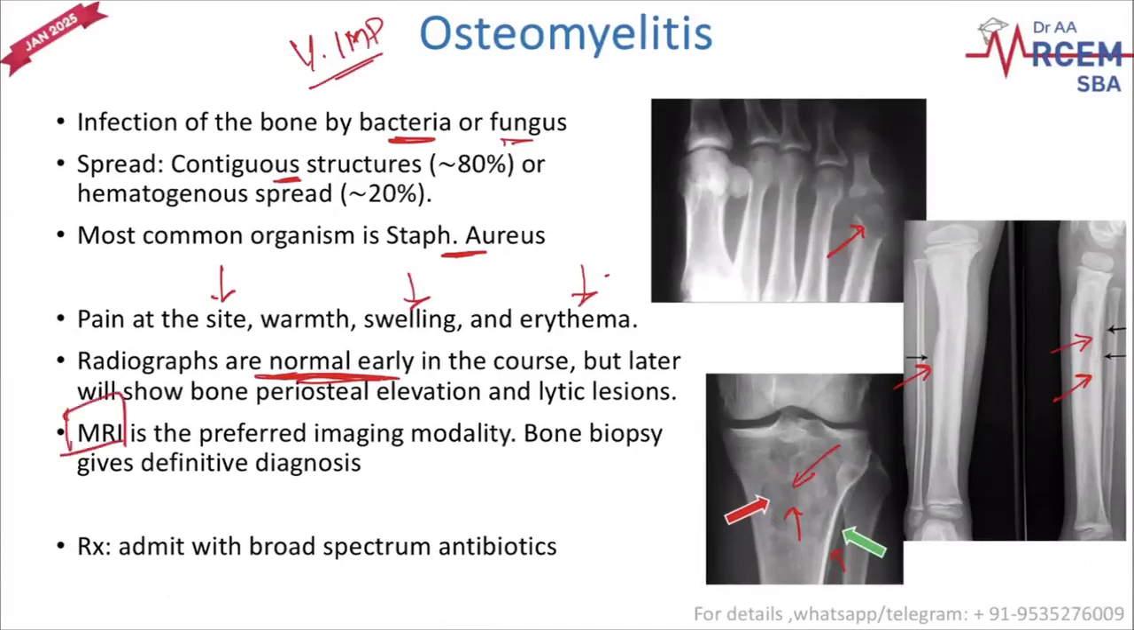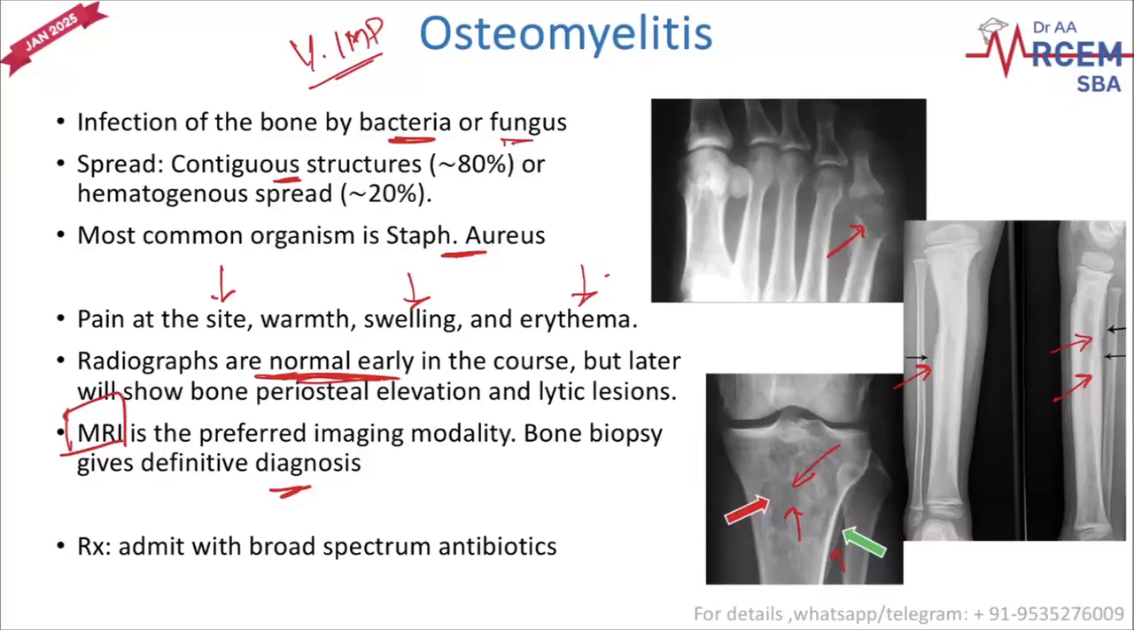MRI is the preferred modality and bone biopsy is the definitive diagnosis. Definitive diagnosis you want, bone biopsy is the thing. Imaging, preferred imaging is MRI scan. But most of the time we depend on the X-ray because it's the cheapest and easy to get done from the emergency department. MRI is not at all easy to get from the emergency department in NHS.